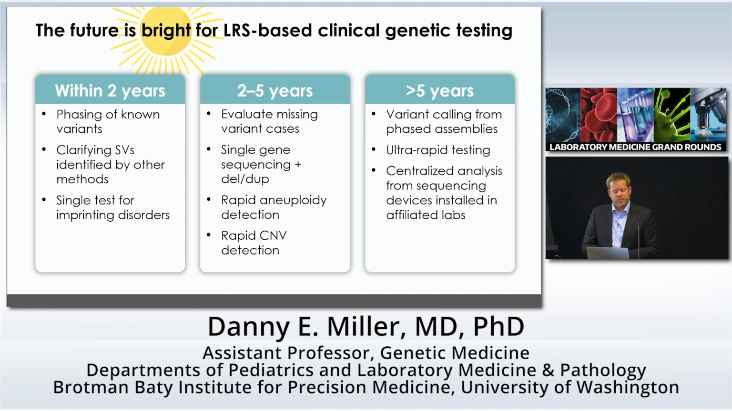And then again, as I mentioned, a single test for imprinting disorders. We suspect Prader-Willi, we suspect Angelman. Could we use this as a single test for that? Within the next 2 to 5 years, think about cases where we have missing variants. We have an individual with PKU, with a single variant in PAH, for example. Can you use this to look for that second variant? Doing single gene deletion, duplication testing, and sequencing all in one go. You just do whole genome sequencing, and then you analyze that specific region that you're interested in.